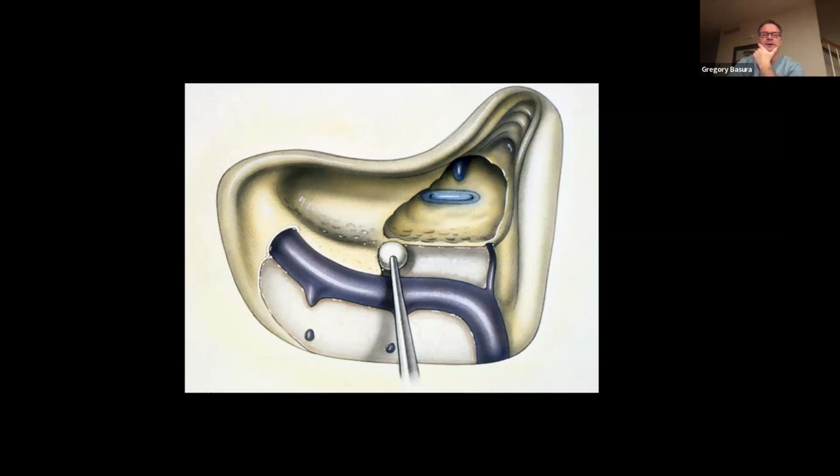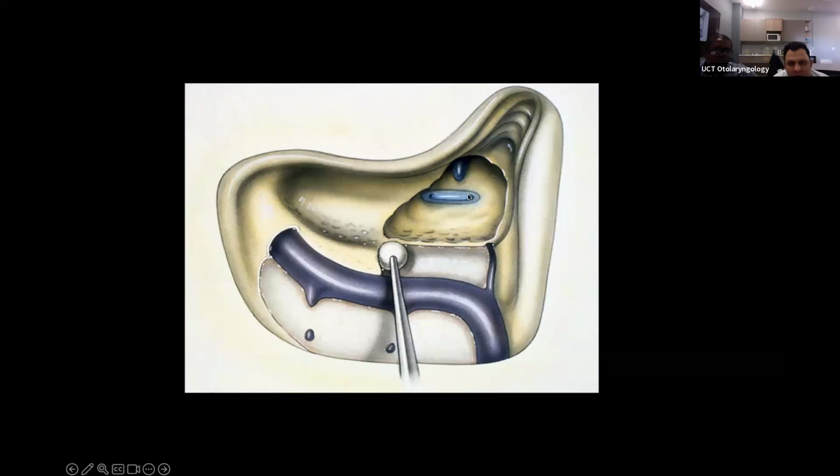What is this structure right here, guys? Superior semicircular. No, the lateral semicircular canal. Lateral or horizontal semicircular canal. What is this structure right here? Posterior semicircular. Okay, so what's missing? What would be right here? Superior semicircular canal. Right.